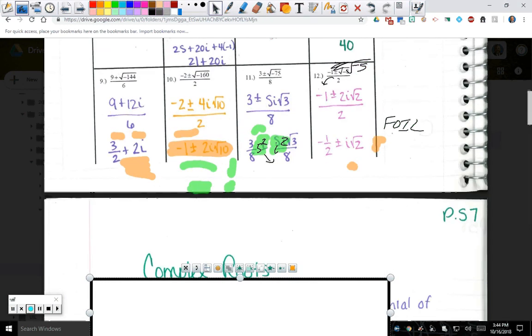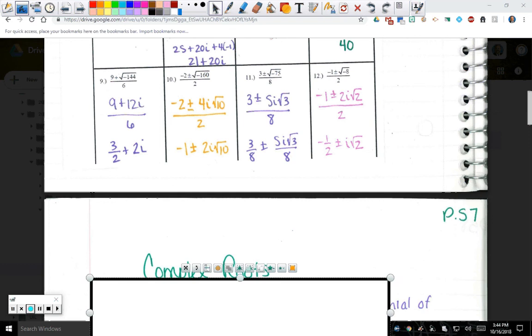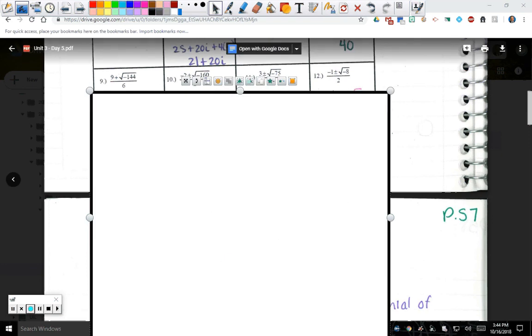Related with fractions. And here we go. We see 9 plus, and you tell me, guys, what comes out from negative 144? What comes out? A 12, but not a negative 12. A 12 comes out from the 144. What comes out from this negative? i, right? So it'll be 12i all over 6.